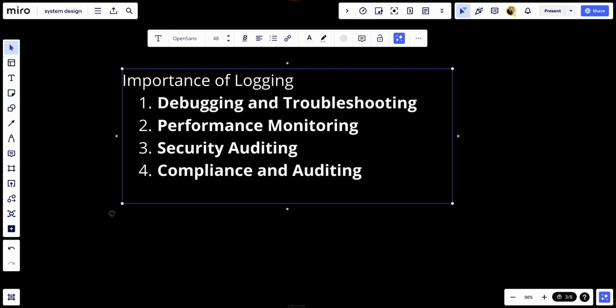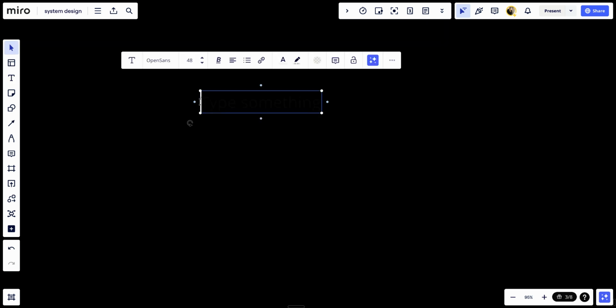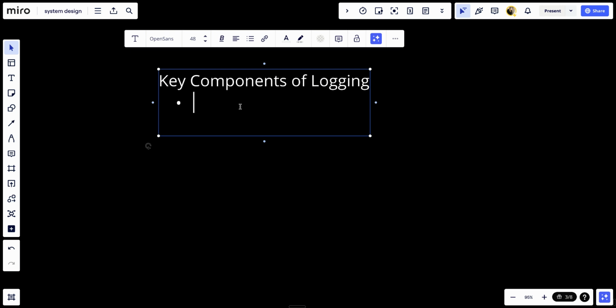So the key components of logging will be five components. Let's start to talk about the key components because it's important to talk about them. First, we have the log message. The information recorded usually contains a timestamp, a log level like debug, info, warn, error, etc., and a message describing the event.